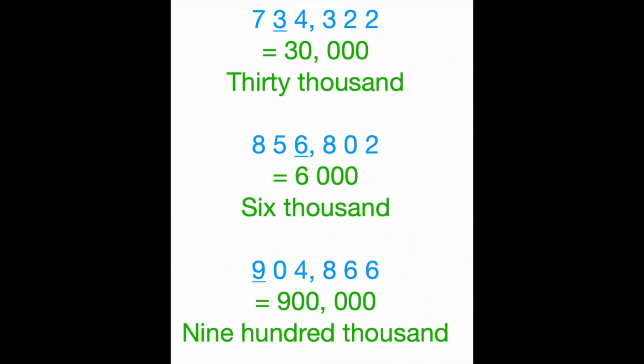Here are your answers. In the first number, 734,322, the 3 is underlined, that is 30,000. The second number, 856,802, the 6 is underlined, which is worth 6,000. The last number, 904,866. The 9 is underlined, which is worth 900,000. Well done if you got those.